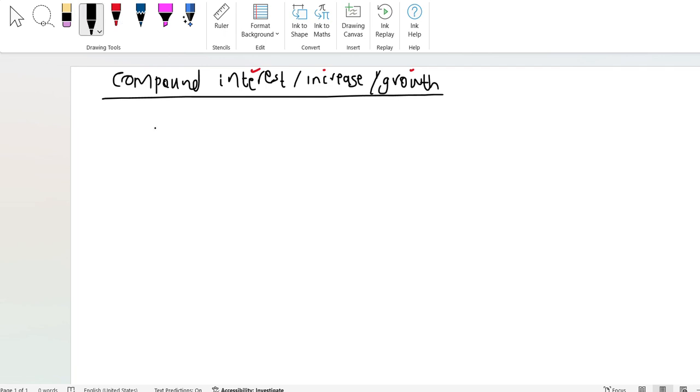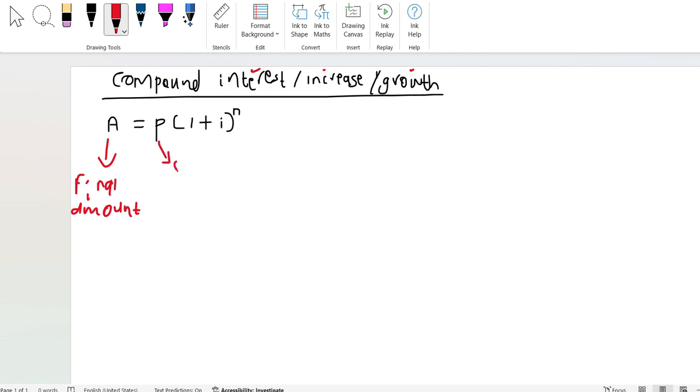The formula for compound increase is A is equal to P multiplied by (1 plus the interest rate) all in brackets, raised to the power of n. Likewise, all these terms play the same role as the ones we have discussed before. A here will stand for the final amount, and P will be the starting value or the initial amount. We can just call this the starting value or the starting amount.